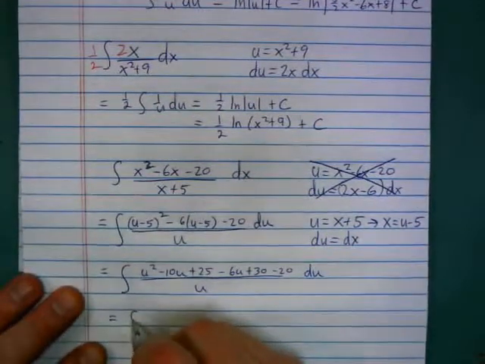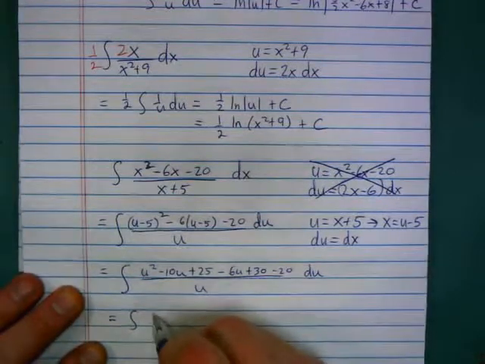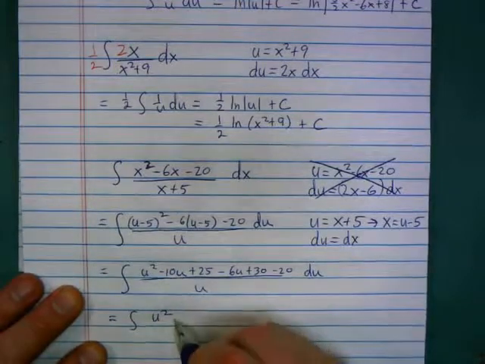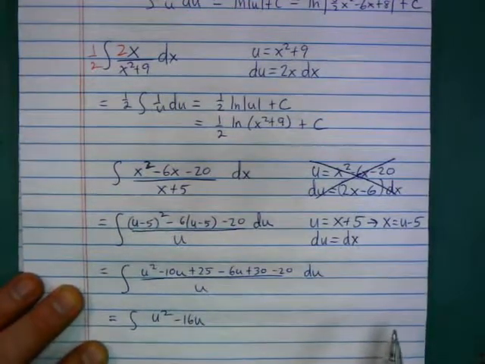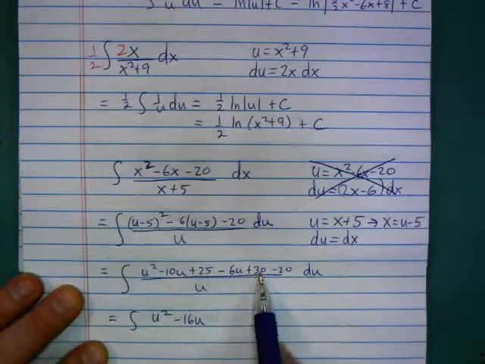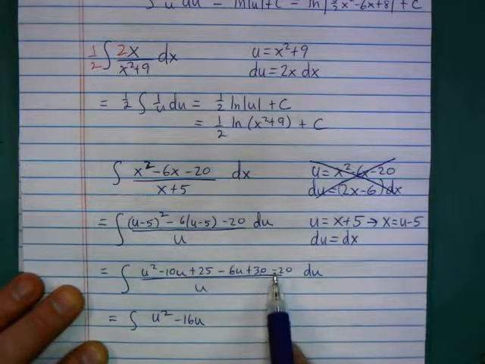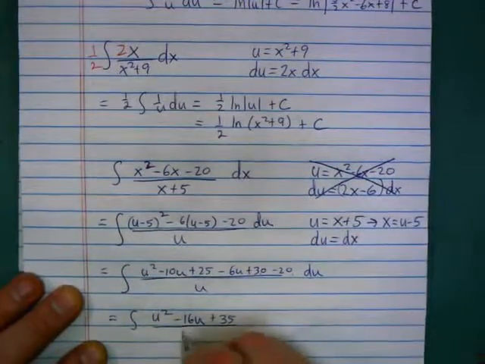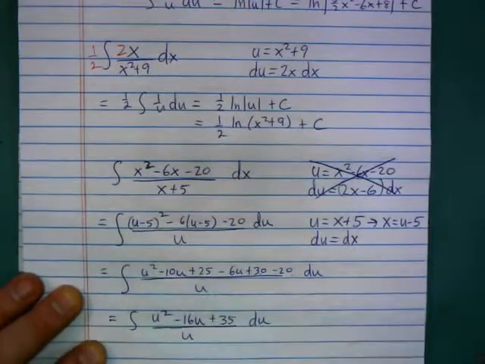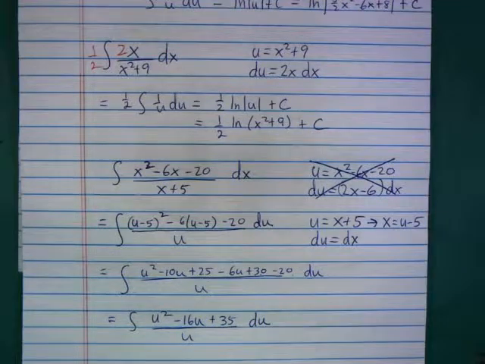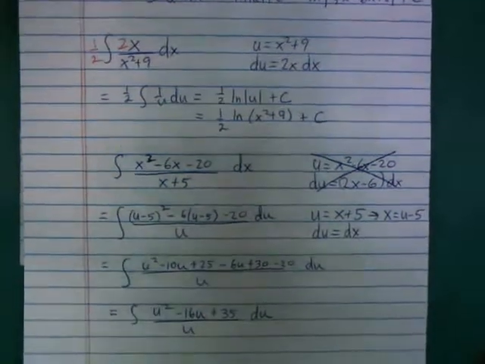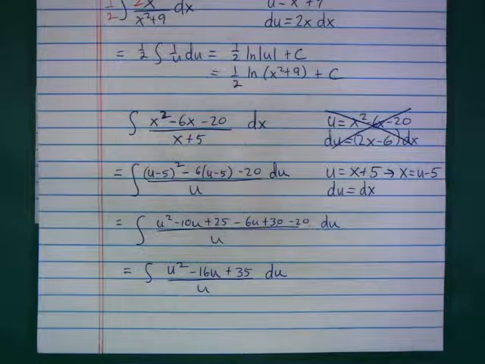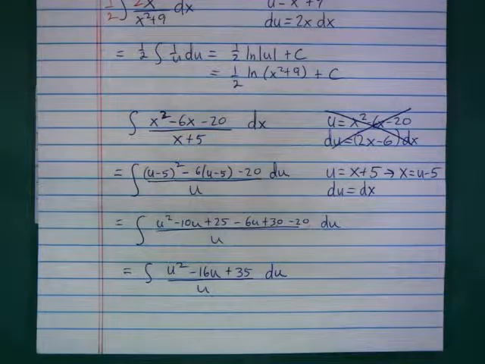Combine my like terms. Antiderivative of, I've got u squared, minus 10u minus 6u is minus 16u. 25 plus 30 is 55. 55 minus 20 is 35. So I simplified my top. That looks better, I guess. Now what?